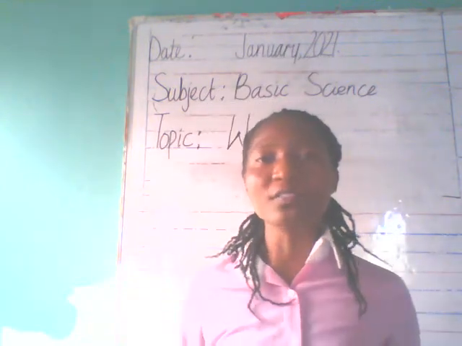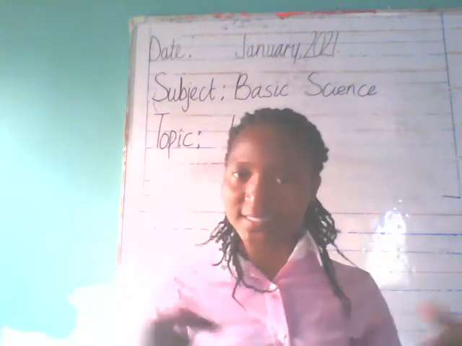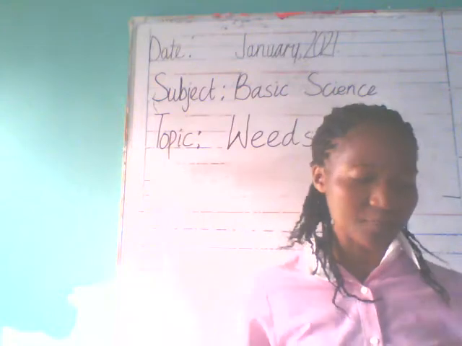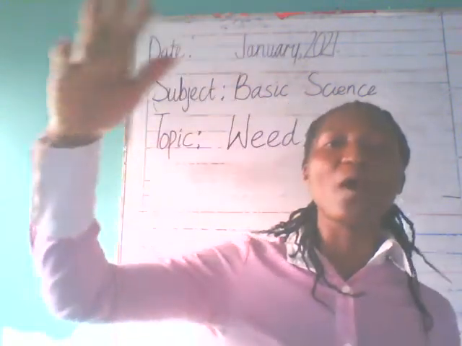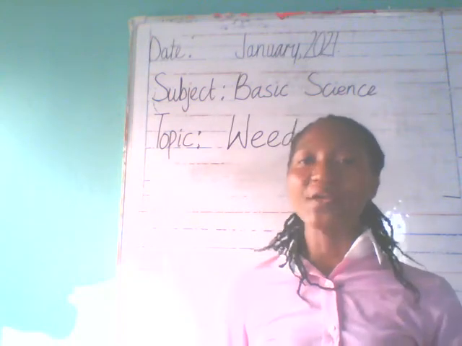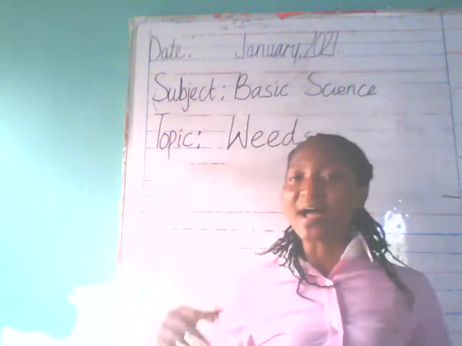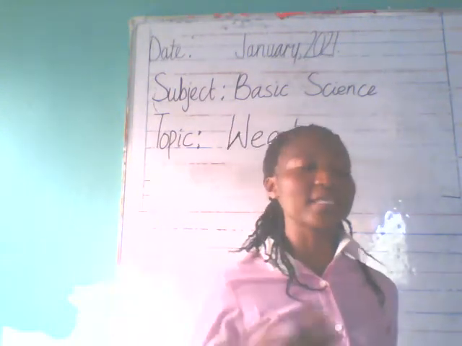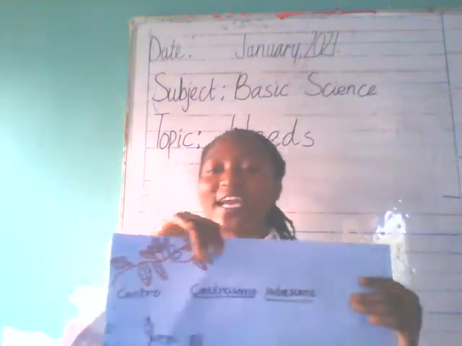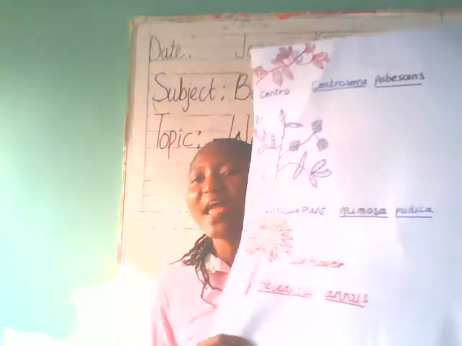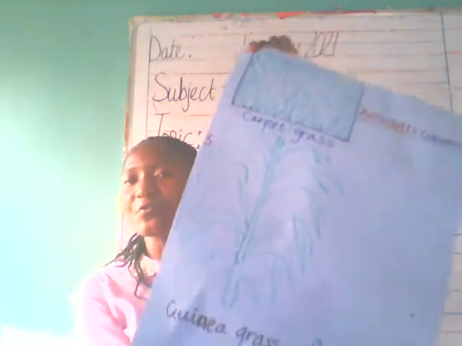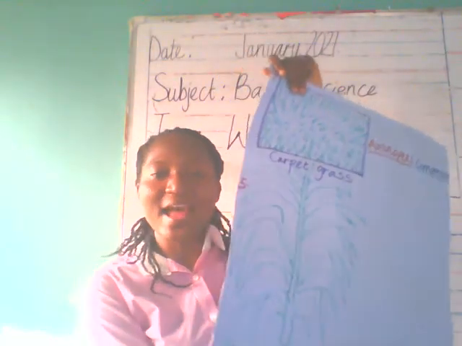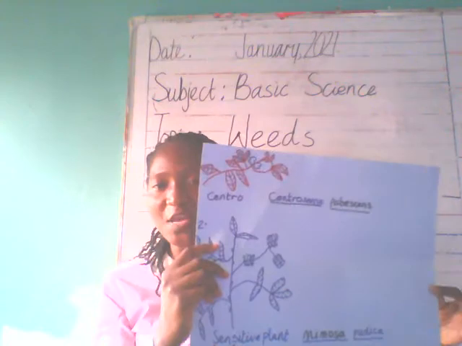And if you look very closely, you see that they grow very fast, and they spread evenly from one end of the farm to another. Now, we've talked about weeds. We said that weeds are plants that grow where they are not wanted. Looking at my chart, I have about 5 weeds drawn on my cardboard sheet. I'm going to tell you their English names and their scientific names.